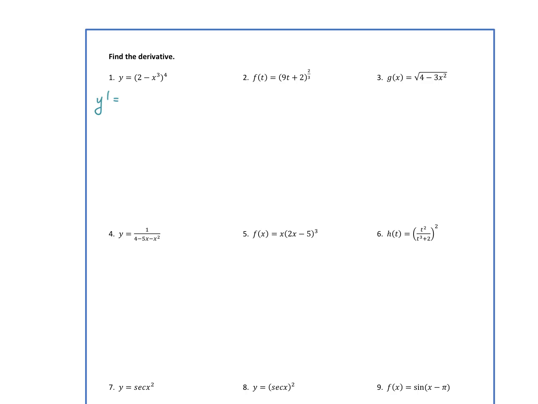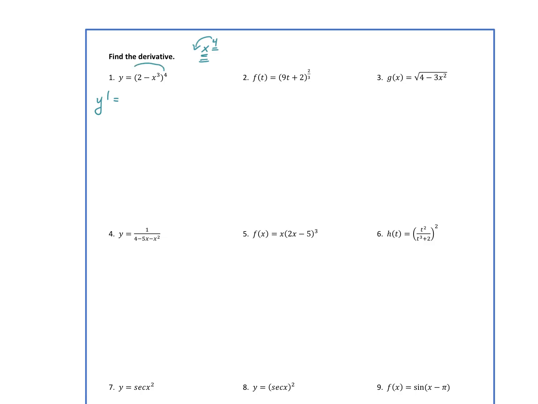Y prime, the outer function is the 4th power. We're going to bring down the 4th power. You can almost think of it like this. It's something to the 4th power. We bring this down, we rewrite it, we lower the power by 1. Same thing. The only difference is that thing is not just x, it's 2 minus x cubed.